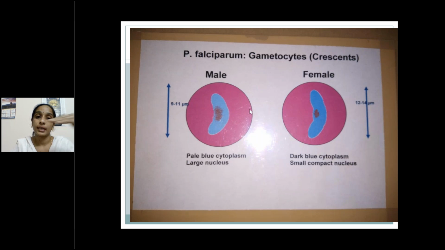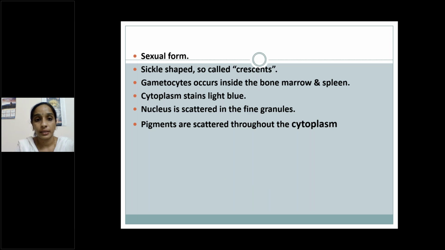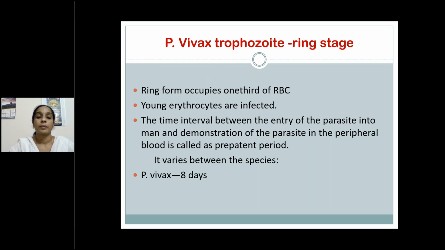These are the two morphological forms of Plasmodium falciparum. One is the trophozoite ring stage, the second one is the sexual form, the gametocyte. Next, coming to Plasmodium vivax trophozoite ring stage. This asexual ring form occupies 1/3 of the RBC.